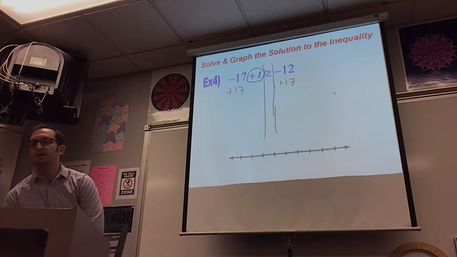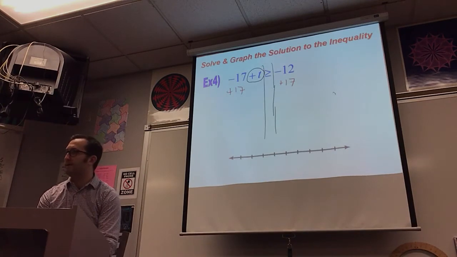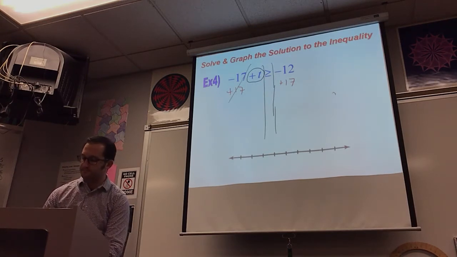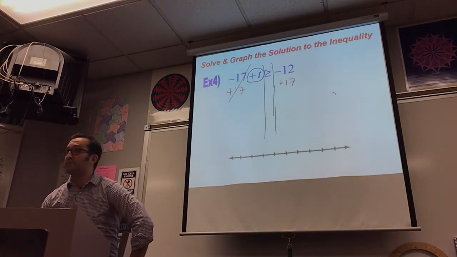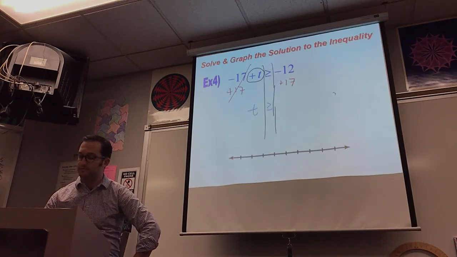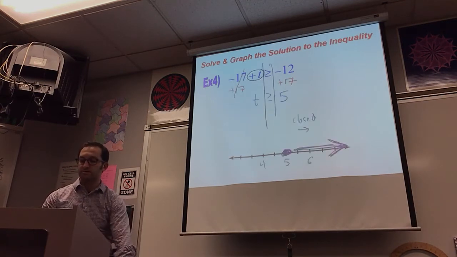Okay? The inverse. It says negative 17 plus t. That's an addition problem, right? It's a subtraction problem. So that'll cancel. And then on the right-hand side, I need to add wrap, right? So I'm left with t is greater than or equal to 5. And it's closed.